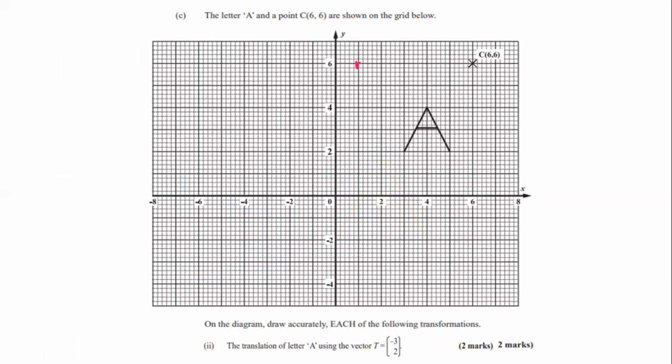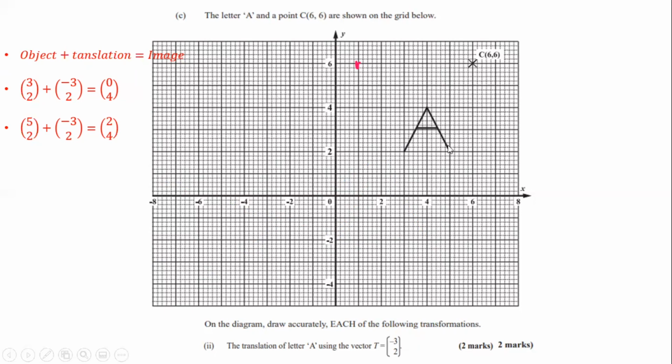So now part 2 says, on the diagram we're drawing the translation of A using the vector t, which is -3, 2. So we're just going to use this little formula: object plus translation is equal to image. So for the first point right here, which is 3, 2, we're going to add our translation of -3, 2, and 3 plus -3 will give us 0, and 2 plus 2 will give us 4. And that will be the point of our first image.